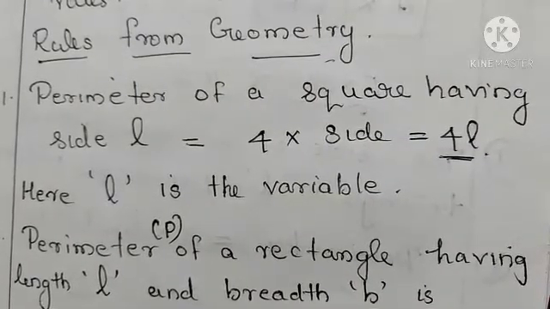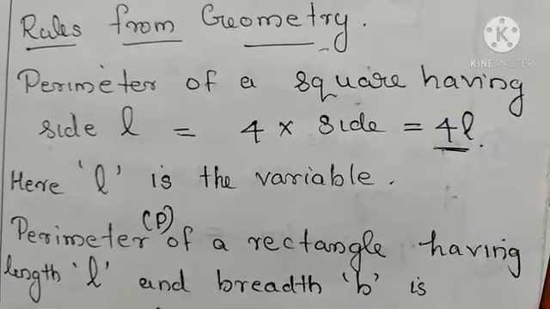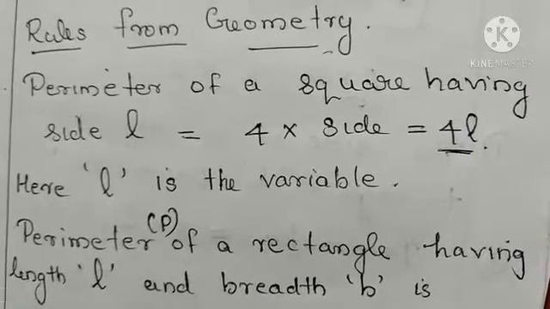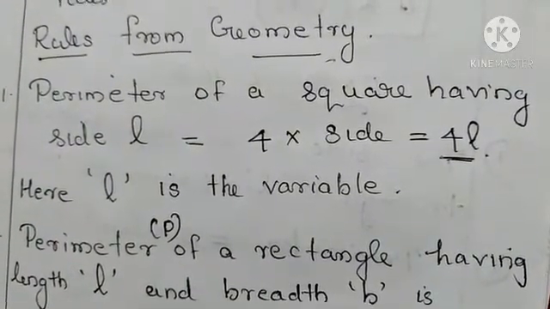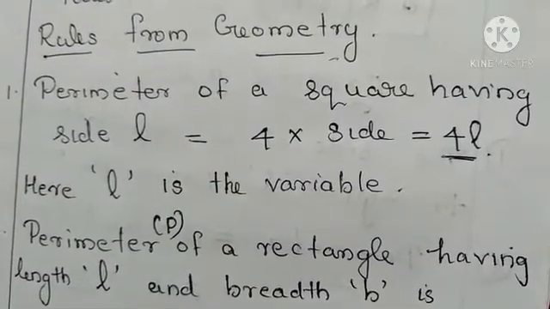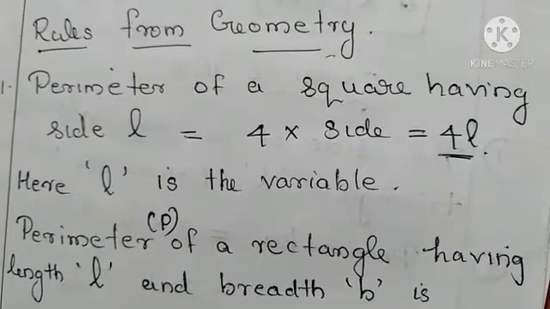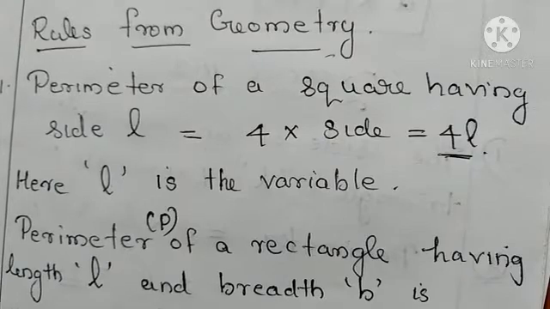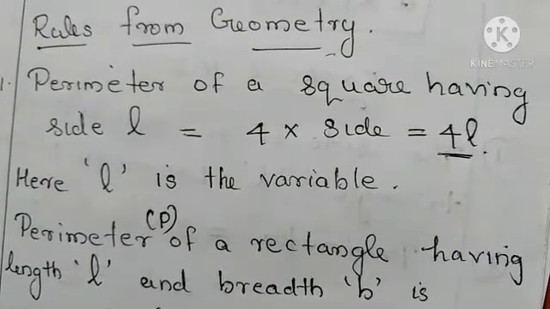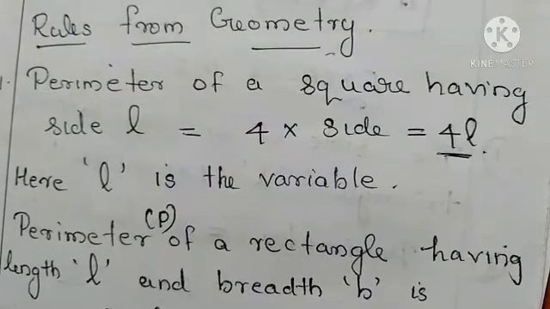Next topic is rules from geometry. Some rules we are using in geometry. We can check those rules in which we are using the concept of algebra. Here, perimeter of a square having side L. What you have learnt? Perimeter of a square is 4 into side. Here the side is the variable L. Then 4 into L, 4L.